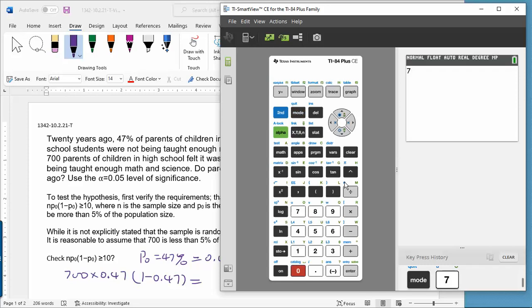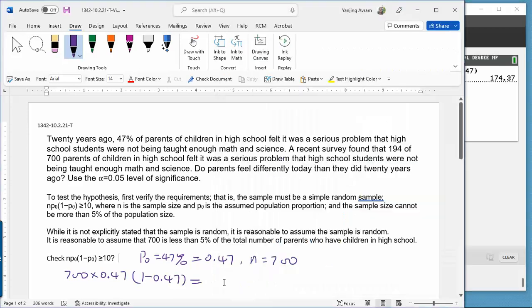So 700 times 0.47 times 1 minus 0.47, and that will give you about 174.37, so roughly 175, which is definitely greater than or equal to 10. That means we have enough sample size for this question.